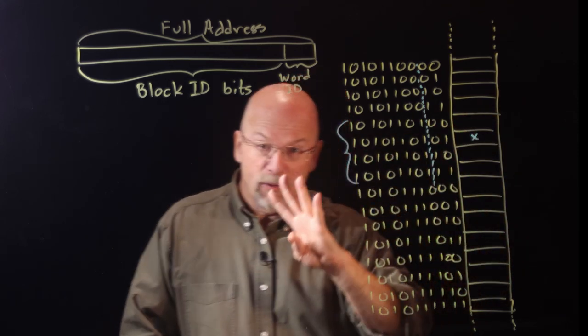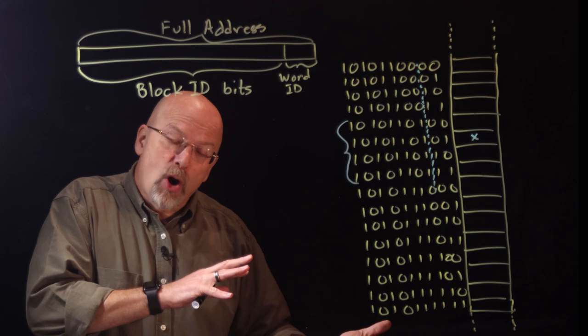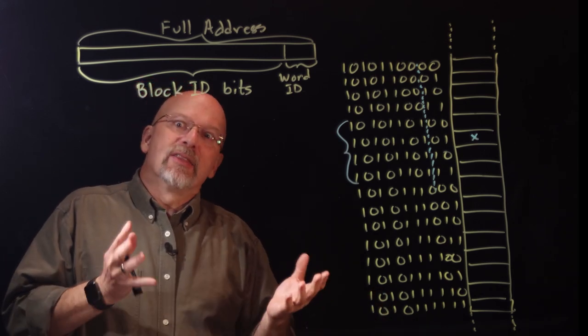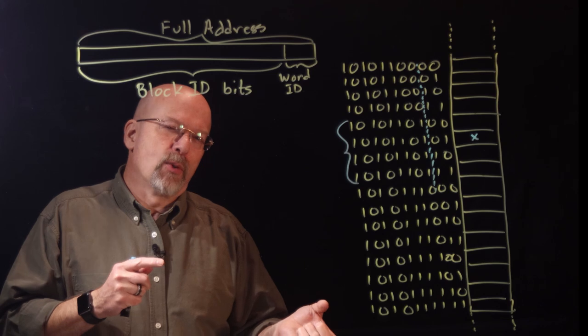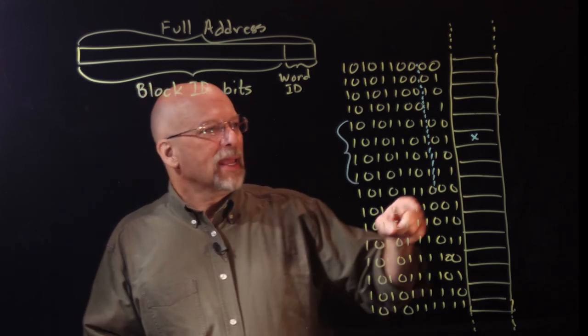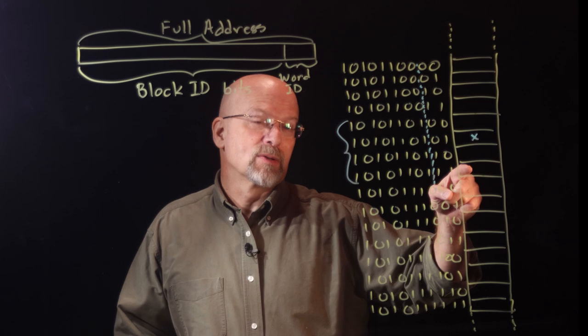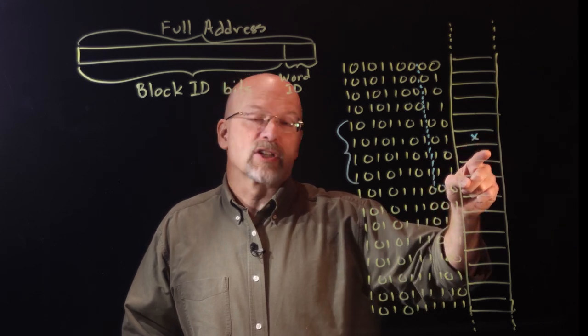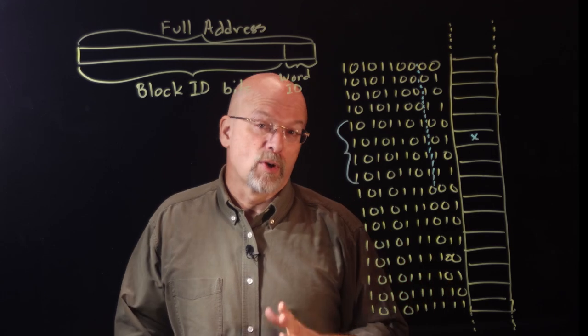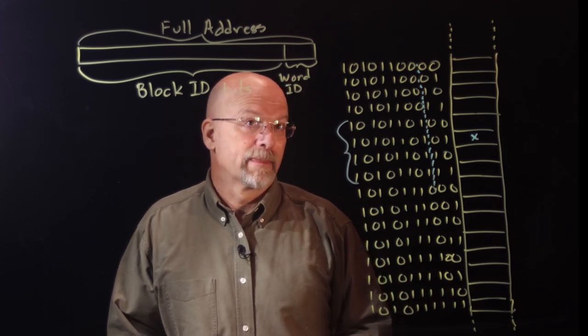This whole block, all 4 of those values, are going to be brought into the cache, and then the one element that the processor was asking for is going to be given to the processor. That way, if this was an instruction being executed, and we go to execute the next instruction, it's already in the cache because the whole block was brought into the cache at the same time. All right.